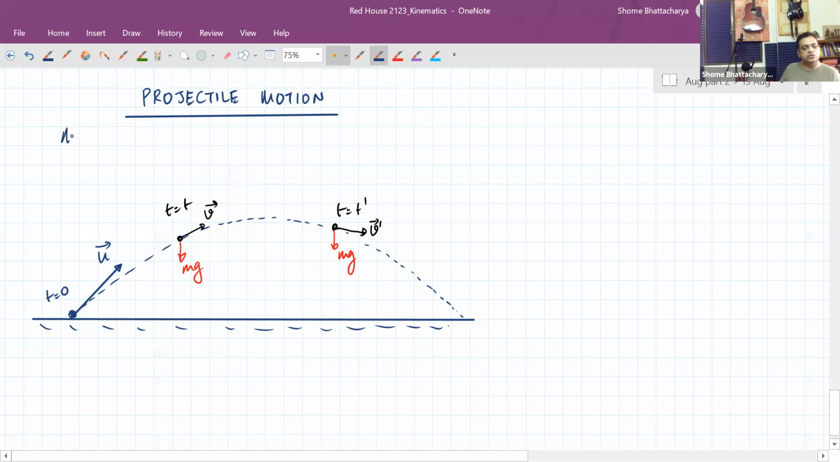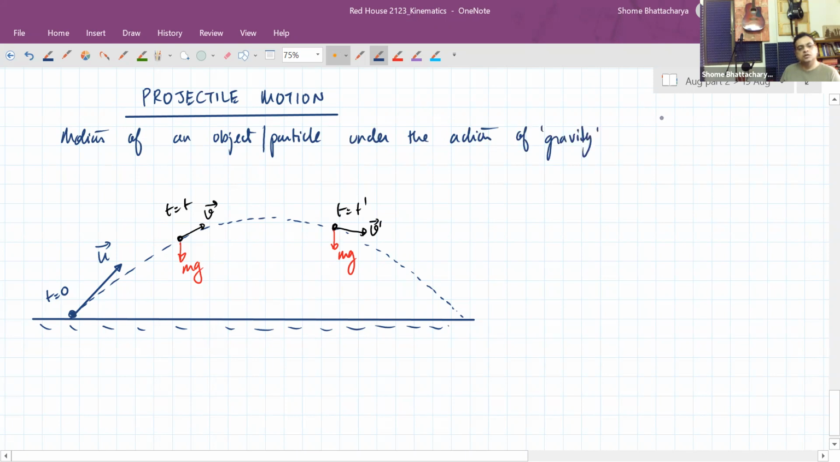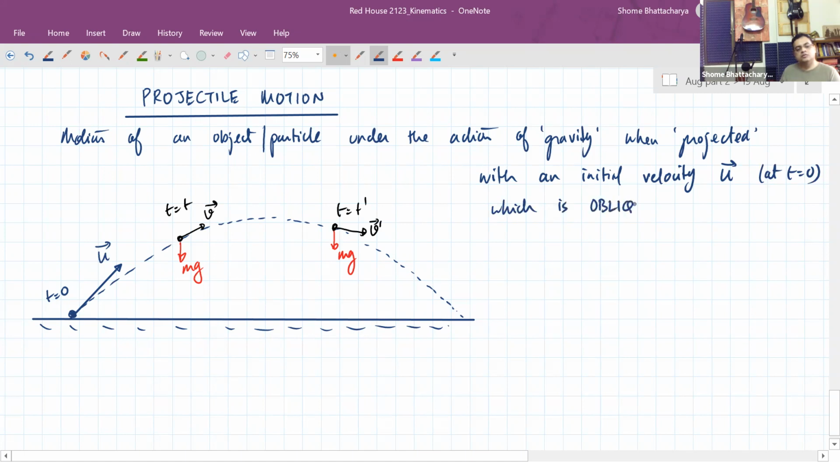So projectile motion is the motion of an object or particle under the action of gravity, that is the Earth's gravity, of course, when projected, or that means thrown, with an initial velocity, which I've shown in the diagram as the vector u, at time t equal to 0, which is oblique.